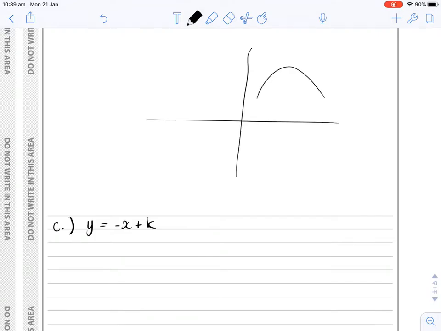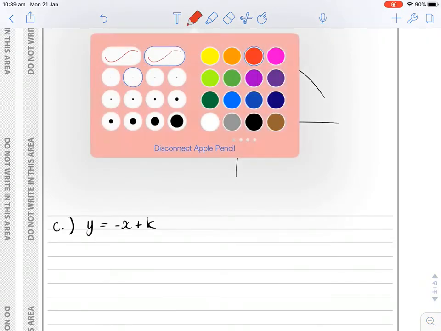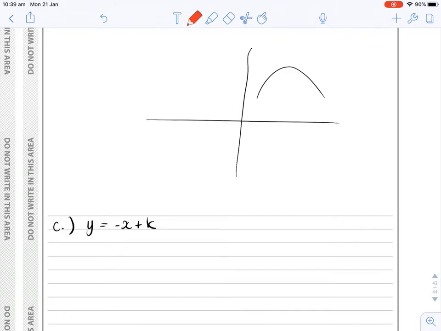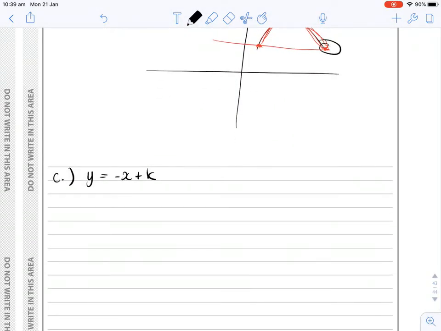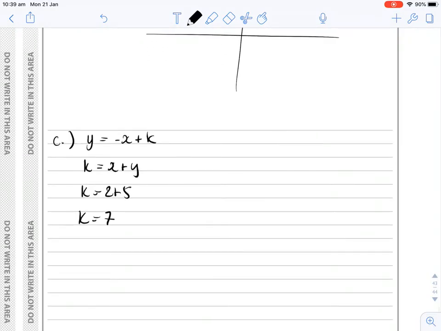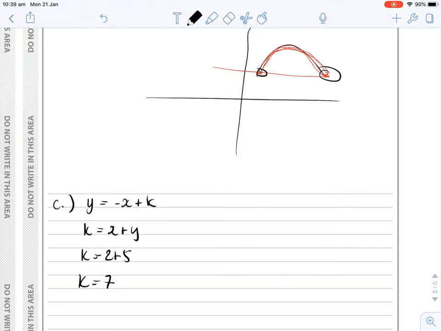If we've got negative x add k, then we know that we're going to have a negative gradient. So in order to go through twice, it's going to have a value of over here, and this is going to be our range of values as our red line up here. So we're looking for a value around here and a value around here. So this tells us that one value is there, and so that is going to be where k is equal to x add y, and that point is where k is equal to 2 add 5, and so k is 7.